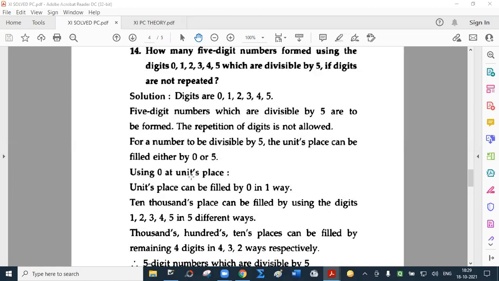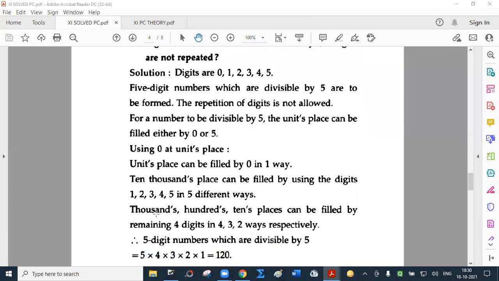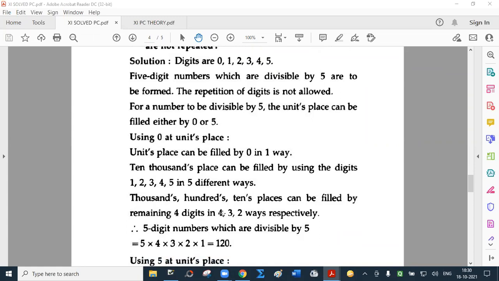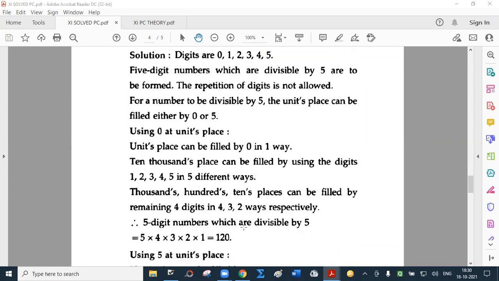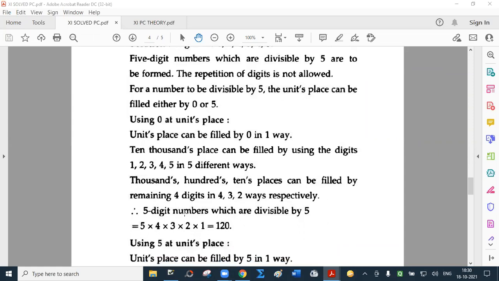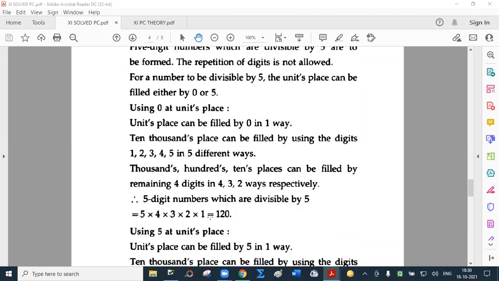First case, using 0 at units place. So this place can be filled in 1 way. 10,000s place can be filled in 5 ways, because 0 is utilized, repetition is not allowed, and in any case we cannot have 0 in 10,000s place in a 5-digit number, right? So 10,000s place can be filled in 5 ways. Thousands, hundreds, tens places can be filled by remaining 4 digits in 4, 3 and 2 ways respectively, because repetition is not allowed. So 5-digit numbers which are divisible by 5 equal to 5 into 4 into 3 into 2 into 1, that is 120.